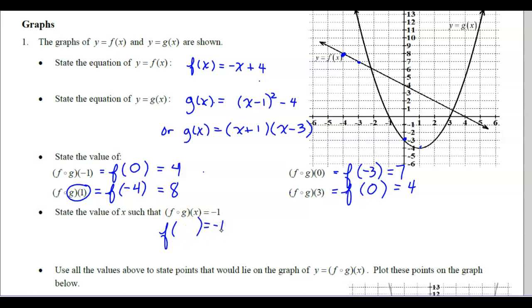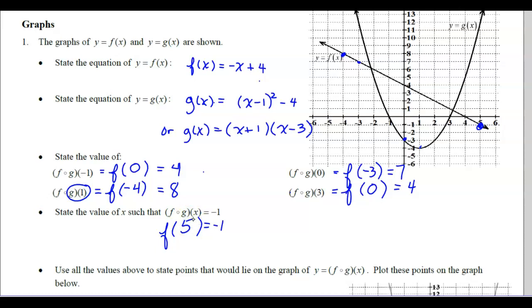Okay, so for my f, some value has to give me -1. So now I'm working backwards. So when do I get a y value of -1 on f? So there's my f. When do I get a y value of -1? Right there. Okay. So when x is 5, I get y is -1 on f. So that means this is 5 in there.